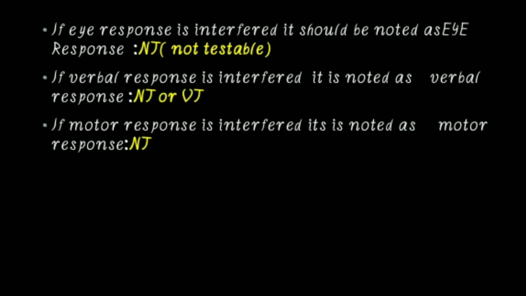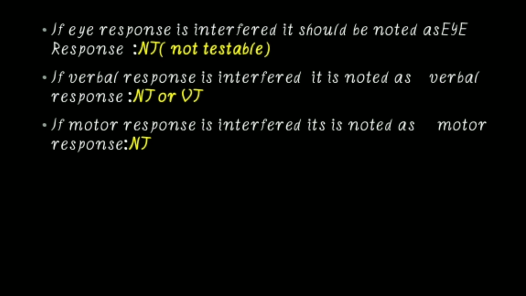So friends, this is all about the GCS score. We are dealing with so many patients in our clinical practice with neurological disabilities and head injuries. So it is very important to know what the GCS score is and how we can do the neurological assessment of a patient with a GCS score, with the Glasgow Coma Scale.